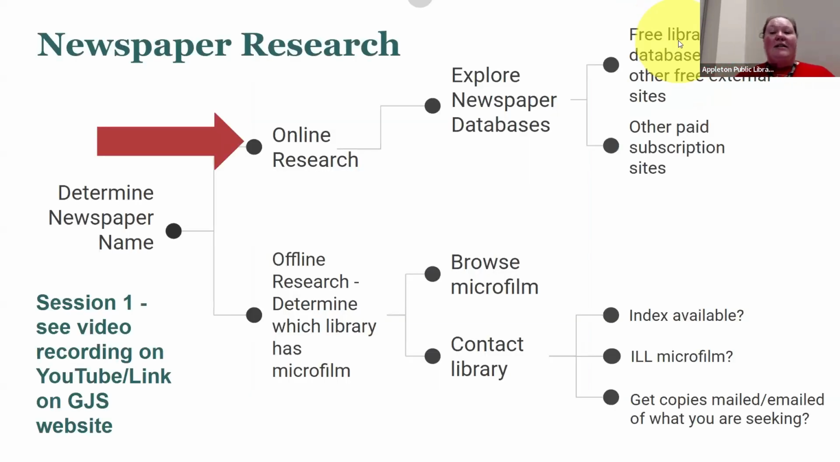So we looked at this last time, two weeks ago, but this is our little flow chart of how to do newspaper research. Like I mentioned, we would determine the newspaper name and follow our offline research strategy in session one. Today, we're going to focus all on this online research, and we're going to explore some newspaper databases free through the library, as well as other paid sites that we can explore newspapers on.